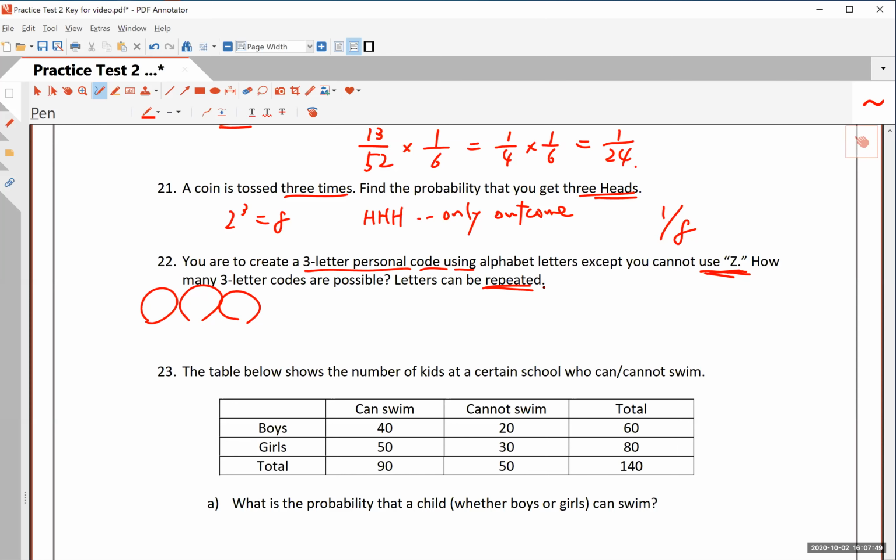So I can say A, for instance, right? That would be fine. 25 choices because I can't use Z, right? So if you choose one of the 25 letters for the first one, how many choices do you have for the second? Well, if repetition is not allowed, you only have 24 to choose from, but repetition is allowed, so it's 25 again. And for the last one, you have the choice of 25 letters. So it turns out to be 25 cubed, and that is 15,625 different ways.